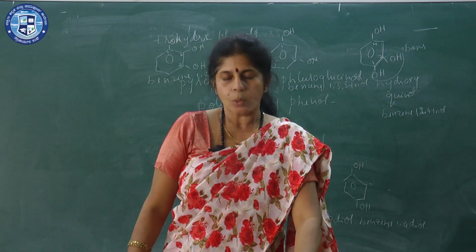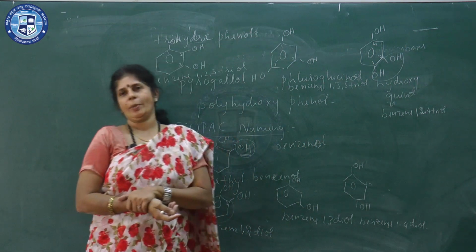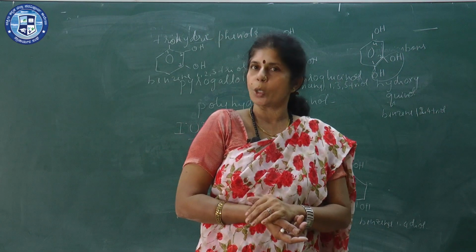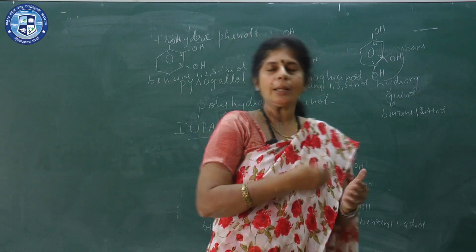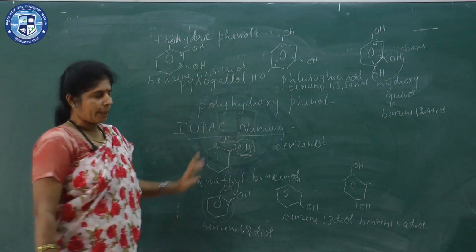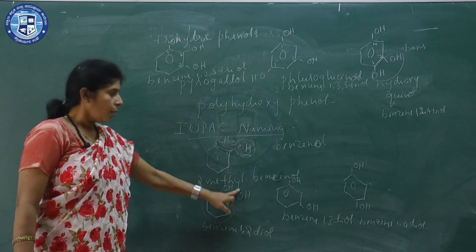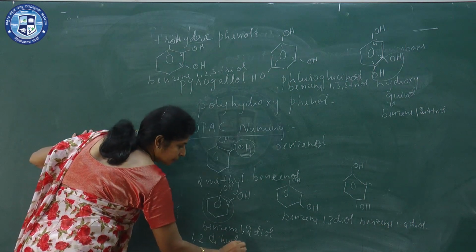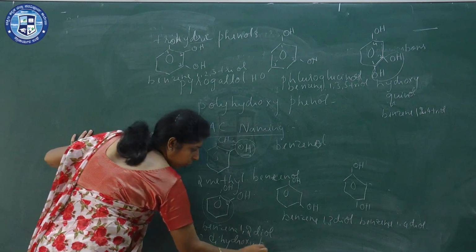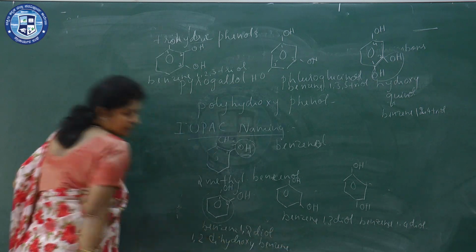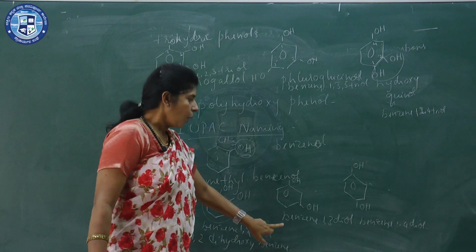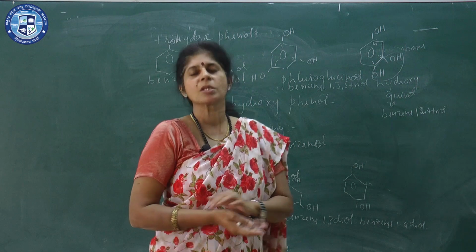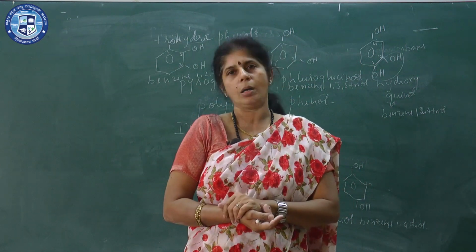Now there is another way of IUPAC nomenclature where we consider the OH as a hydroxy group. I am taking the nomenclature only for these 2 sets. This is 1 and 2, dihydroxy, a derivative of benzene, so 1,2-dihydroxybenzene. Similarly, the name will be 1,3-dihydroxybenzene. In some of the rare books, you may find this type of nomenclature also.